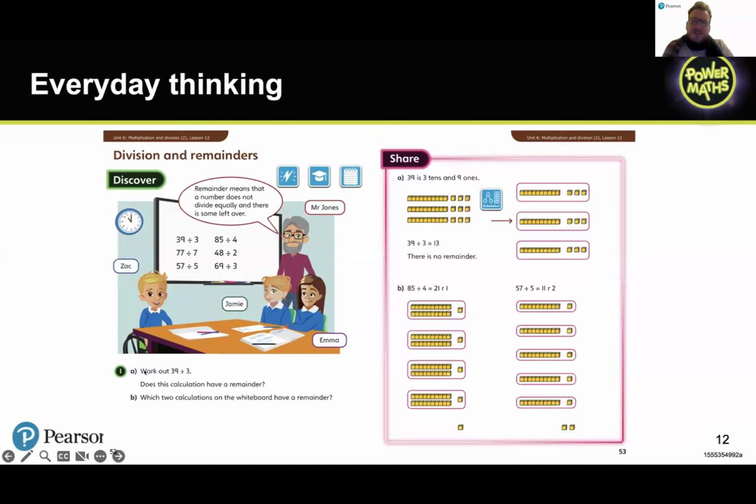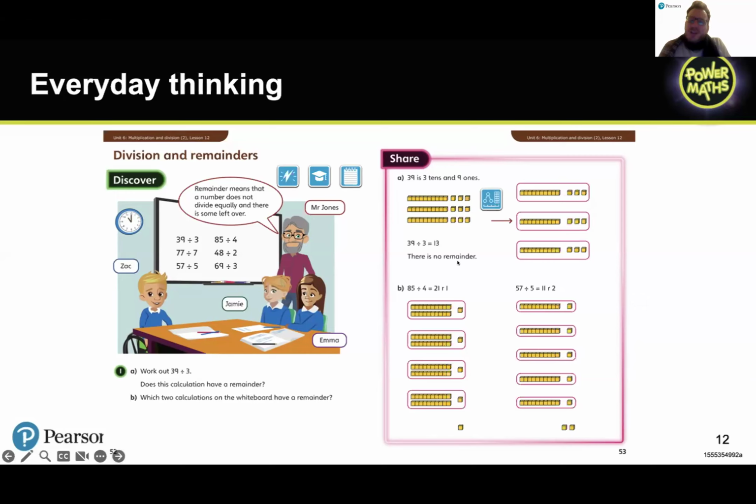1A, work out 39 divided by 3. Now, the question doesn't say use base 10 equipment. The question doesn't say use bus stop. The question doesn't say use a part whole model or a share model. It just says work out 39 divided by 3. As a teacher, I might say, I'd like you to work it out, but I'd also like you and your partner to work together to use the base 10 to show me how you think it works. Anyway, so then we can do that.